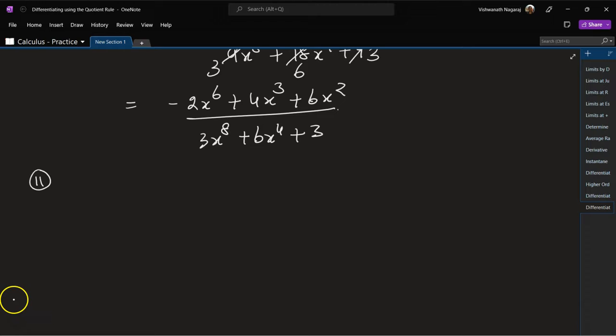Okay, 11th one. Y is equal to (x to the power of 4 plus 5) by (4x square plus 5).